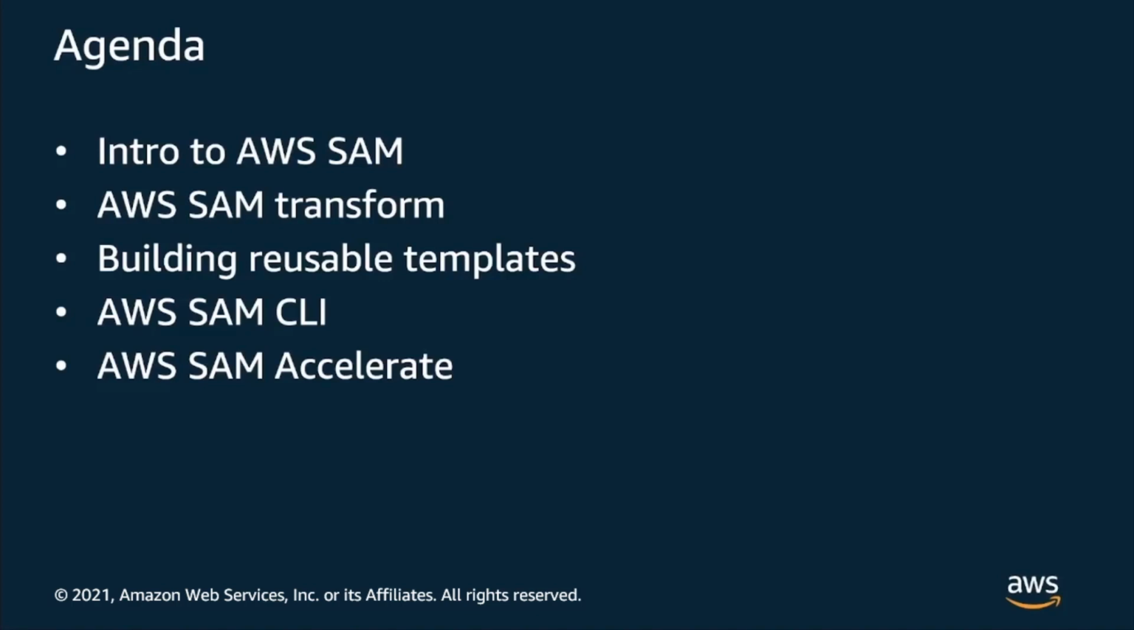All right, so with this, we're going to talk about the agenda, which is we're going to do, first of all, an intro to AWS SAM. What is it? What is AWS SAM? We're going to talk about AWS SAM transformation, building reusable templates, the AWS SAM CLI, and a new beta software or features out called AWS SAM Accelerate.